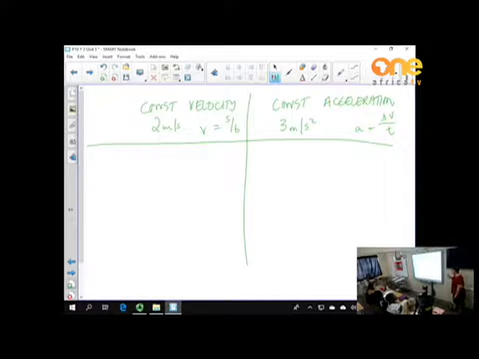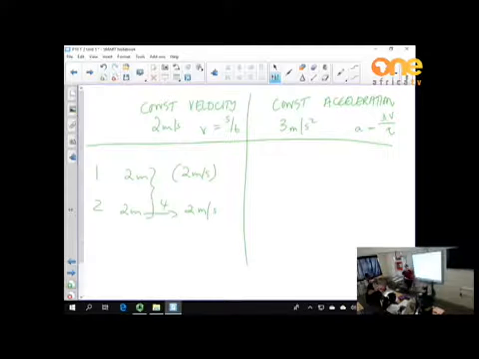All right. So, if I say I am traveling at a constant velocity of 2 meters per second, it means in the first second, I will travel a distance of 2 meters, which means my speed is 2 meters per second. In the second second, what distance will I travel? I will travel 2 meters. So after 2 seconds, I will have traveled 4. My speed is still 2 meters per second.